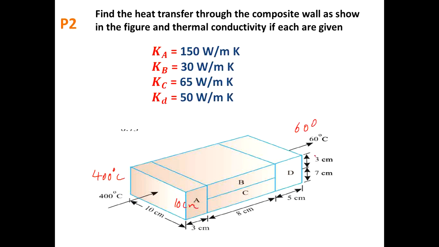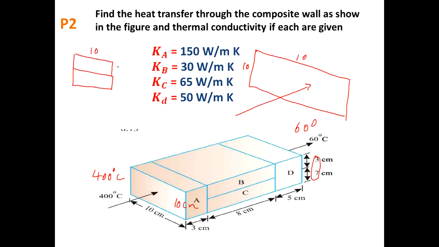Where is the 10 centimeter? This is 3 plus 7, 10 centimeter. This is the flow area for heat transfer, 10 by 10. When it comes here, it splits like this. This is 10, this is 3 and then 7. Then this area is 10 into 3 centimeter square, and this is 10 into 7 centimeter square. Please understand this properly.